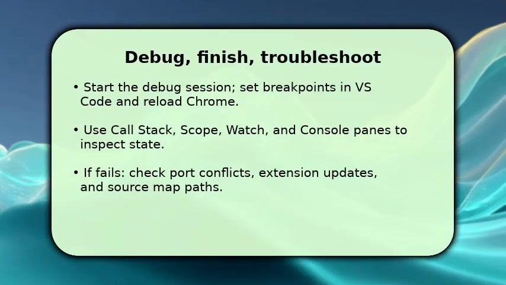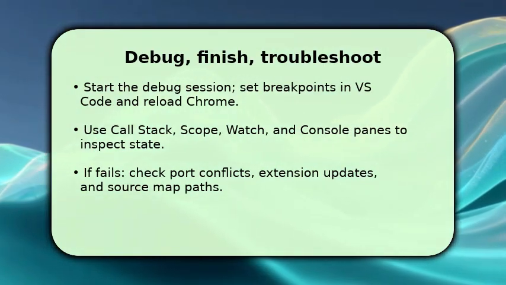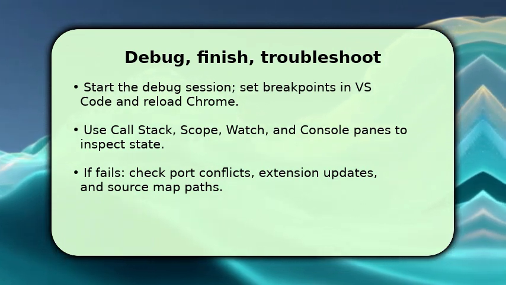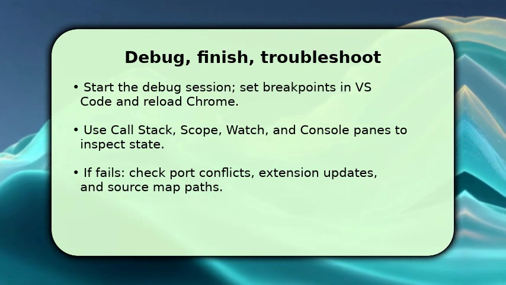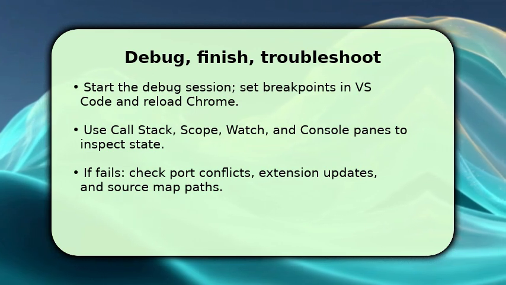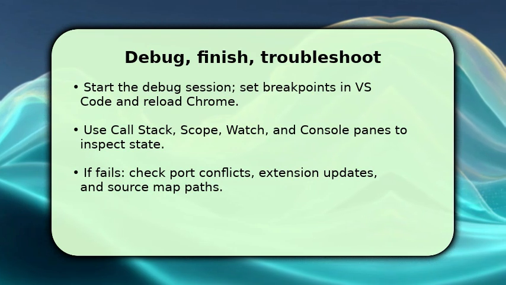Start the debug session from VS Code. It will launch Chrome or attach to an existing instance, and you should reload the page to hit breakpoints. Set breakpoints directly in your editor. The call stack and scope panes show variables and execution flow, while the console prints runtime logs. Once done, stop the session to close the Chrome runtime if desired.